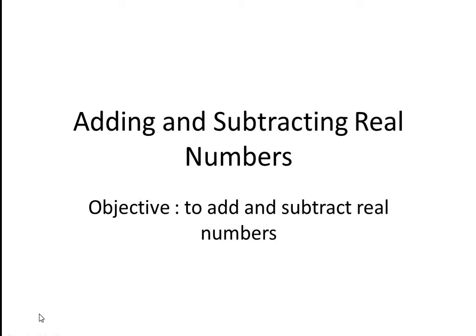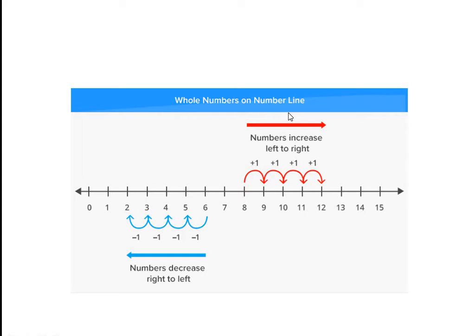Now, today our objective is to know how to add and subtract the real numbers. So now we have two ways to deal with the real numbers, adding and subtracting. We have the number line, and dealing with real numbers using calculations including the signs of negative and positive. First of all, let's deal with the number line.